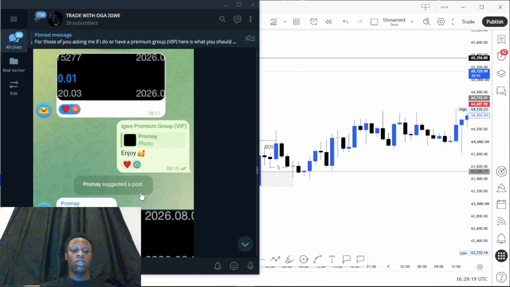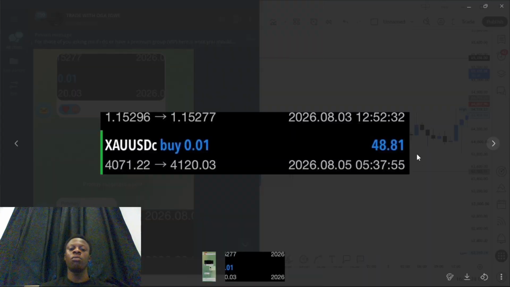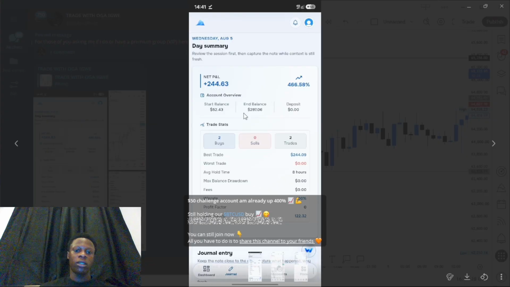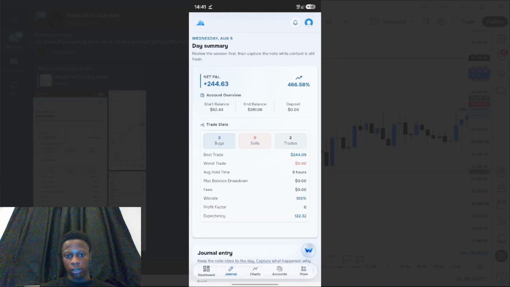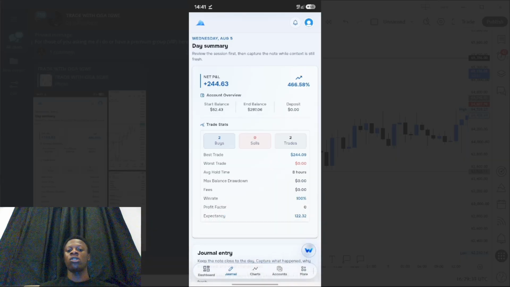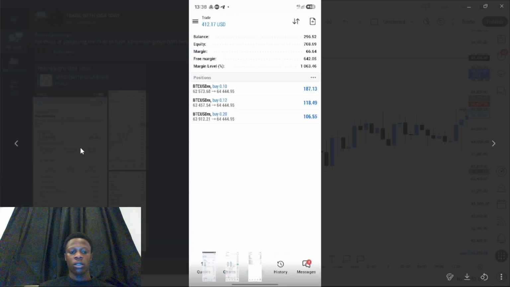So my VIP students also made some money along. Can you see right there? That was my VIP student also. And this is the account. It started at $50 and I ended up at $297. Zero deposits, because I deposited it at the weekend. Okay, the three positions were currently open, and this was the first position, second position, third position.